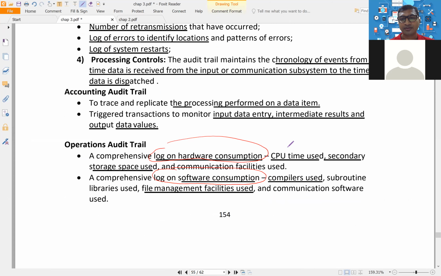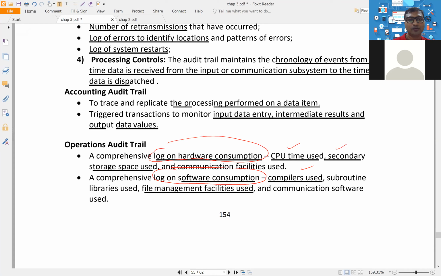Log of hardware, just try to write down CPU or secondary storage. Try to remember here compiler software. Compiler is nothing but which will convert your English statements into binary. That is what is called a compiler. Okay, whenever you find that the statements are very technical, try to remember important words and frame your own statements. It's okay, don't worry.